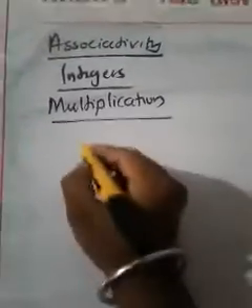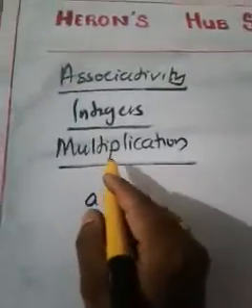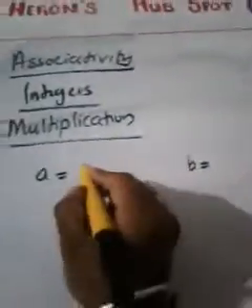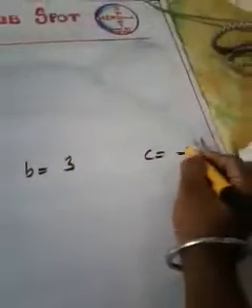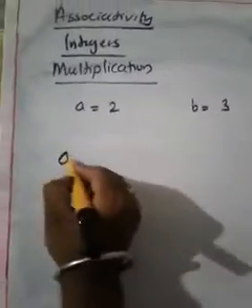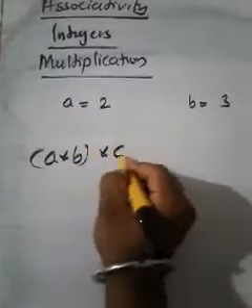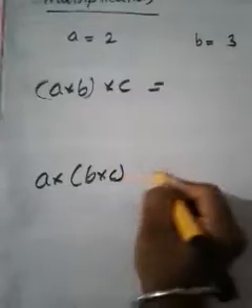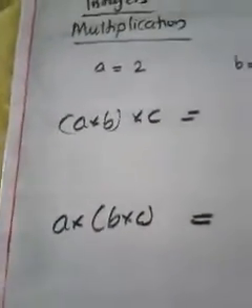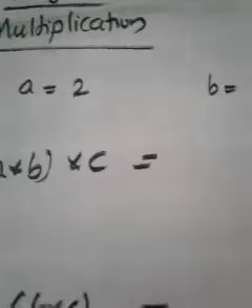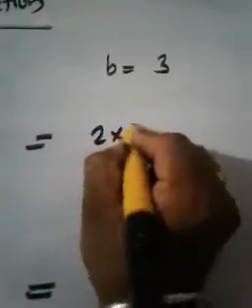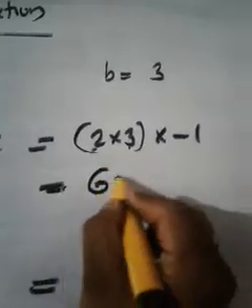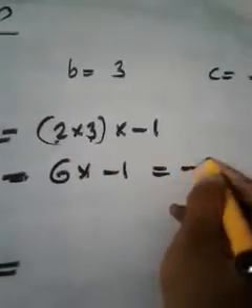So the next is multiplication. In order to check whether multiplication is associative or not, we need 3 integers. So let me select 2, 3 and minus 1. Then what we need? (A into B) into C we need, then A into (B into C) also we need, because it is multiplication. So all operations will be into. It becomes 2 into 3 into minus 1, isn't it? What is 2 into 3? 6. 6 into minus 1. What is that? Minus 6.